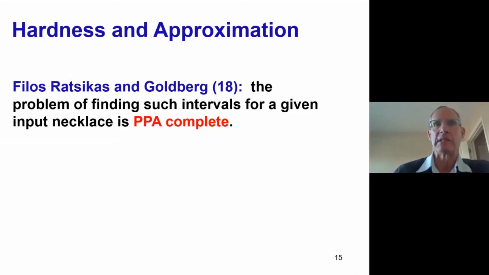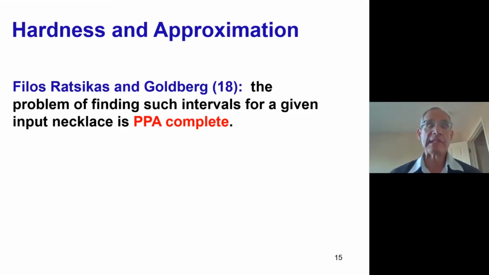PPAD is somehow better known because it contains some natural problems, like finding a Nash equilibrium in 2-person or 3-person games. There is a relatively recent result by Filos-Ratsikas and Goldberg that says that for this necklace problem, with k equals 2, finding these intervals for a given input necklace is PPA-complete. The other class, PPAD, is contained in PPA. So if you can do this efficiently, then you can find a Nash equilibrium efficiently, and solve several other problems that we don't know how to solve.